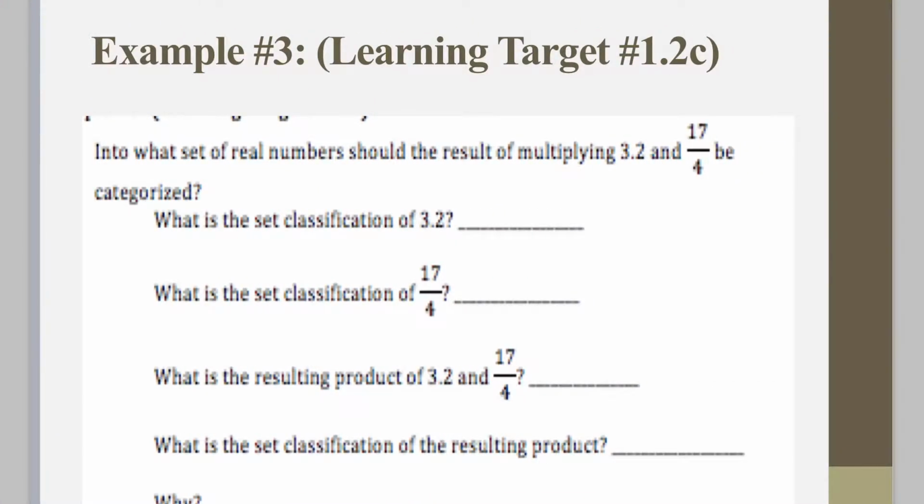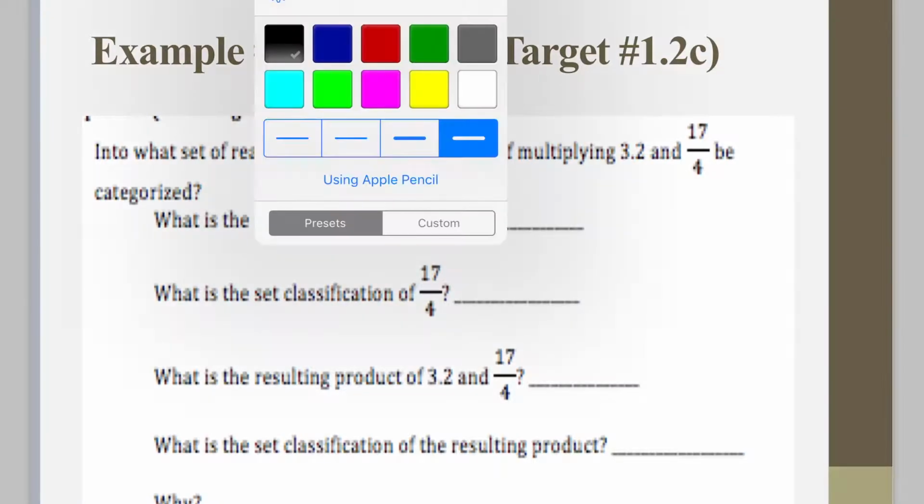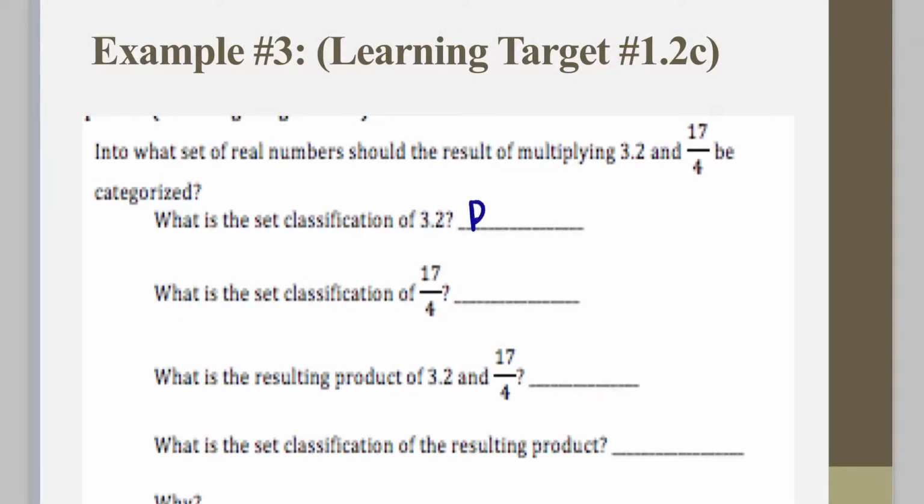So let's look at our example number 3, highlighting learning target 1.2c. Into what set of real numbers should the result of multiplying 3.2 and 17/4 be categorized? Well, again, we begin with what is the set classification of 3.2? We should now be familiar enough to just realize that it is a terminating decimal and that this would be a rational number.